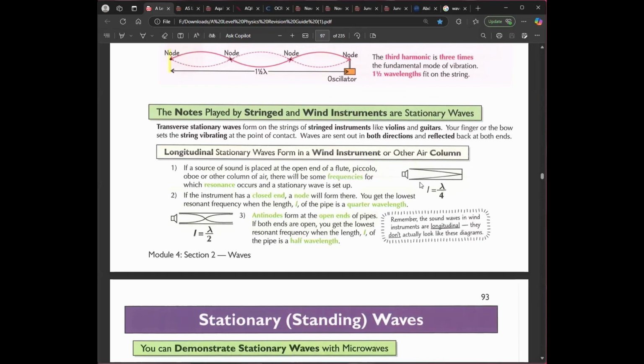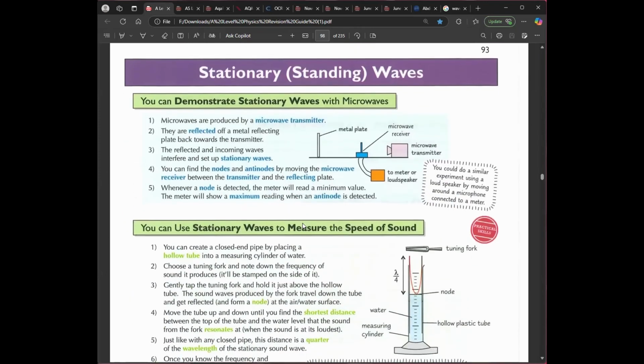So a question can come where they give you the length and they say calculate the wavelength. So you should remember that when it is closed, what is the length in terms of the wavelength? When it is open, what is the length in terms of the wavelength?